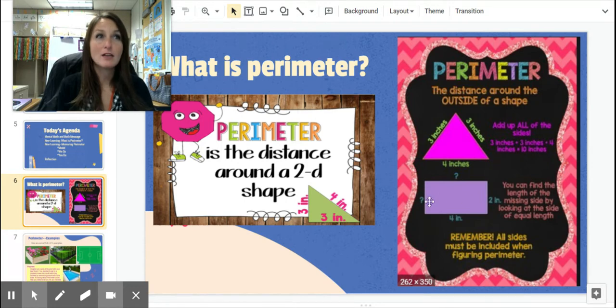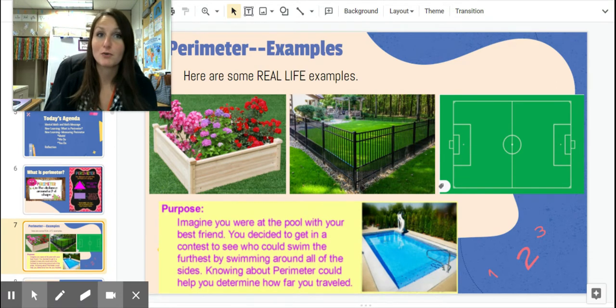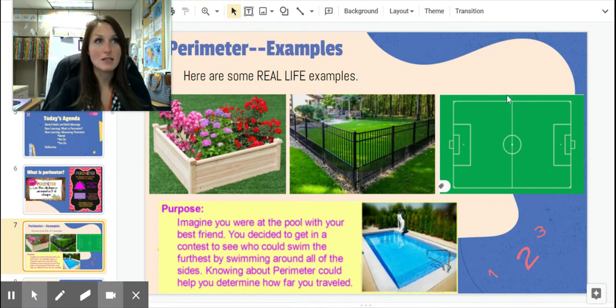And then when we look here at a rectangle, there's something special. I'm going to show you that in a second. So here are some real life examples. This is something that we really do use all the time in real life. You might need to find out the perimeter of a flower box for your garden, or maybe for your fence. I just had to make a fence for my dogs, and we had to measure our yard all the way around.